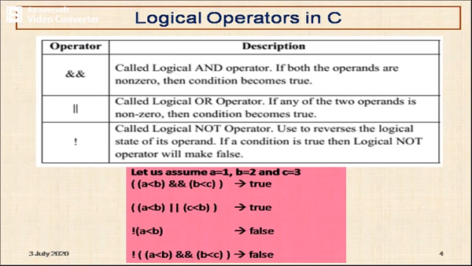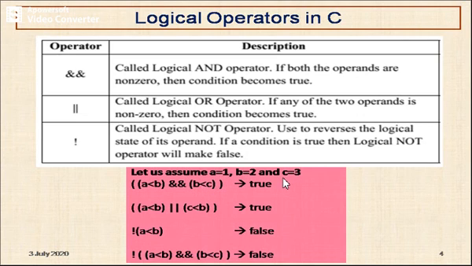Logical operators. Here we have three different types of logical operators: AND, OR, and NOT. These operators are used to combine more than one condition. When we take decisions, okay, when we have one or more conditions, we can make use of these operators. So let's look at some examples.